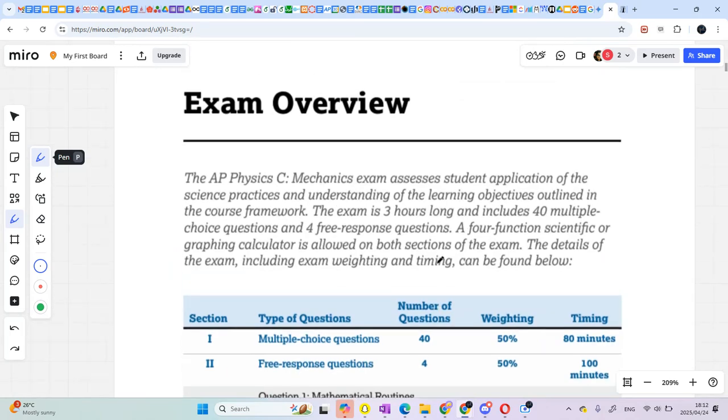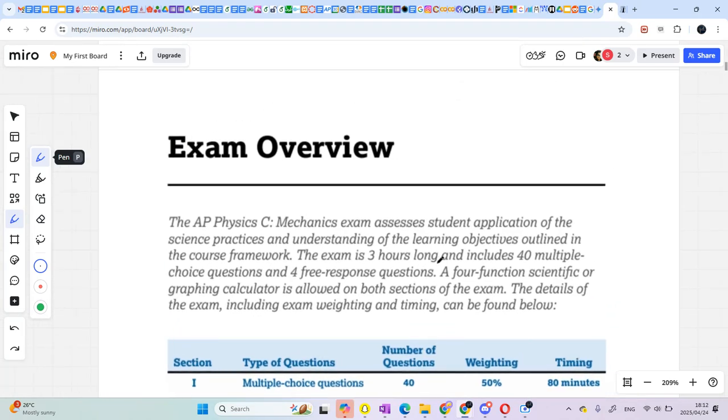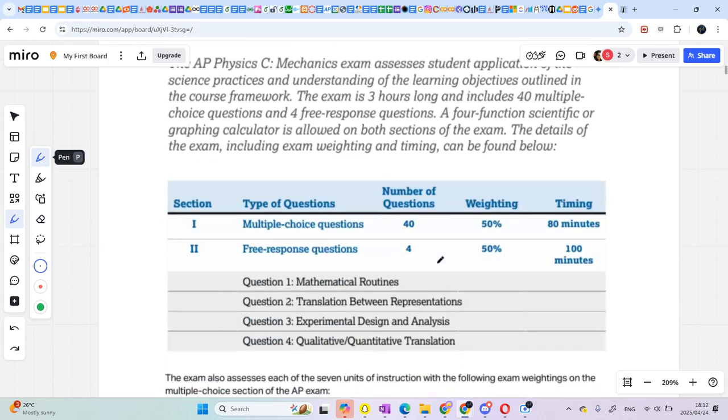The exam this year for all of the AP Physics courses has changed in scope. For Physics C, it used to be you had to do 35 multiple choice in 45 minutes, and then three free response in 45 minutes. Now it's completely different. It's 3 hours long instead of an hour 30, and you have much more time per question. Now you have 40 multiple choice questions to do in 80 minutes. That gives you about 2 minutes per question as opposed to less than a minute and a half per question with the old format.